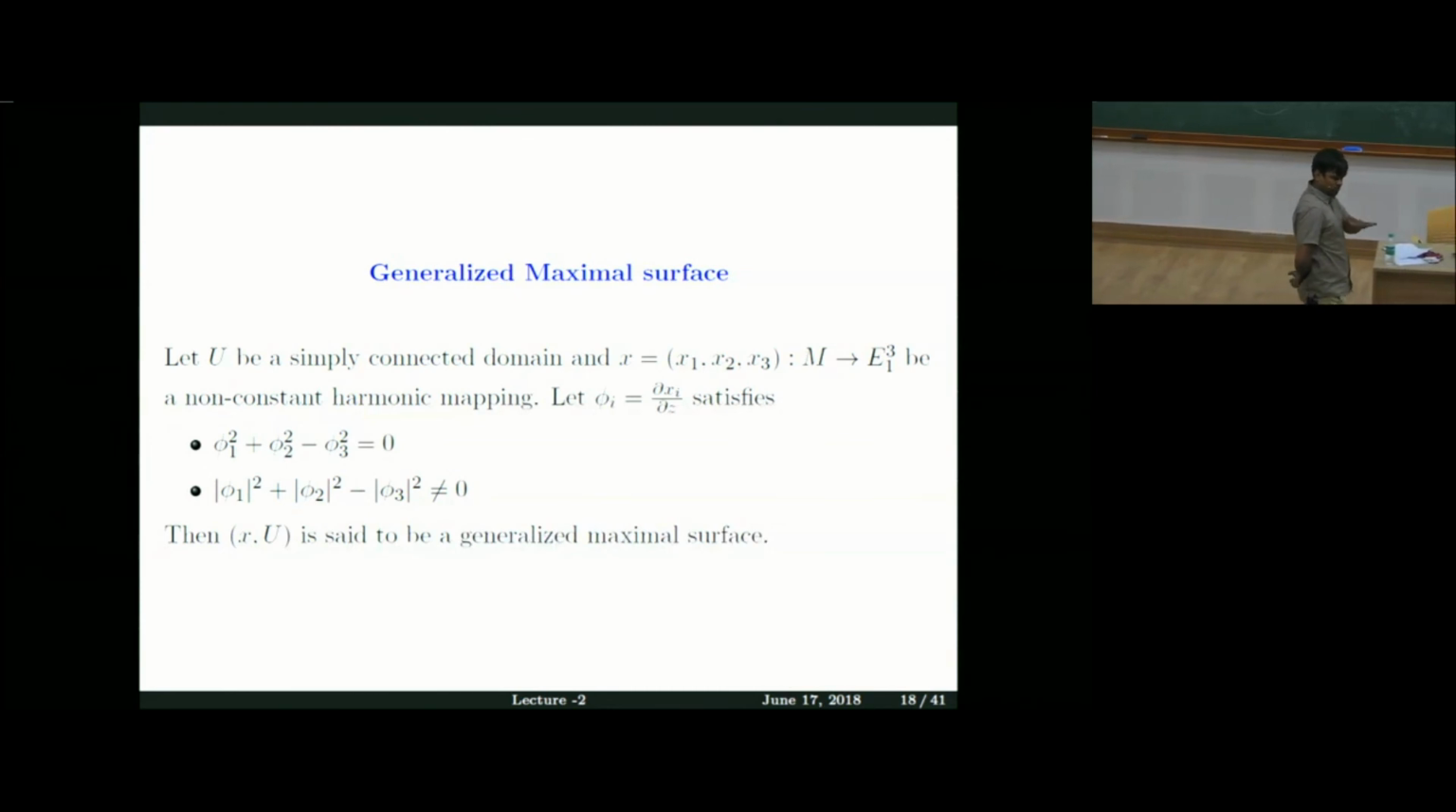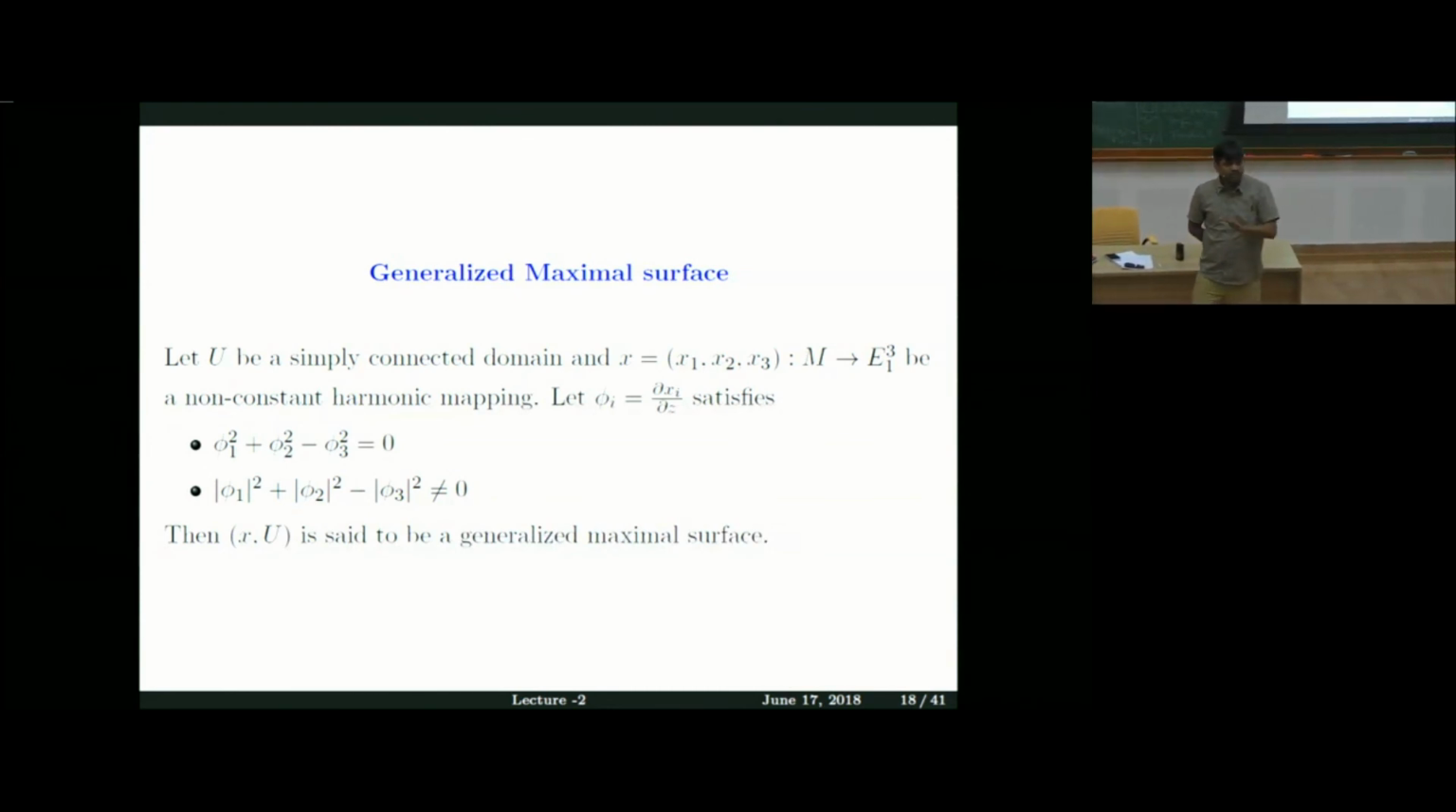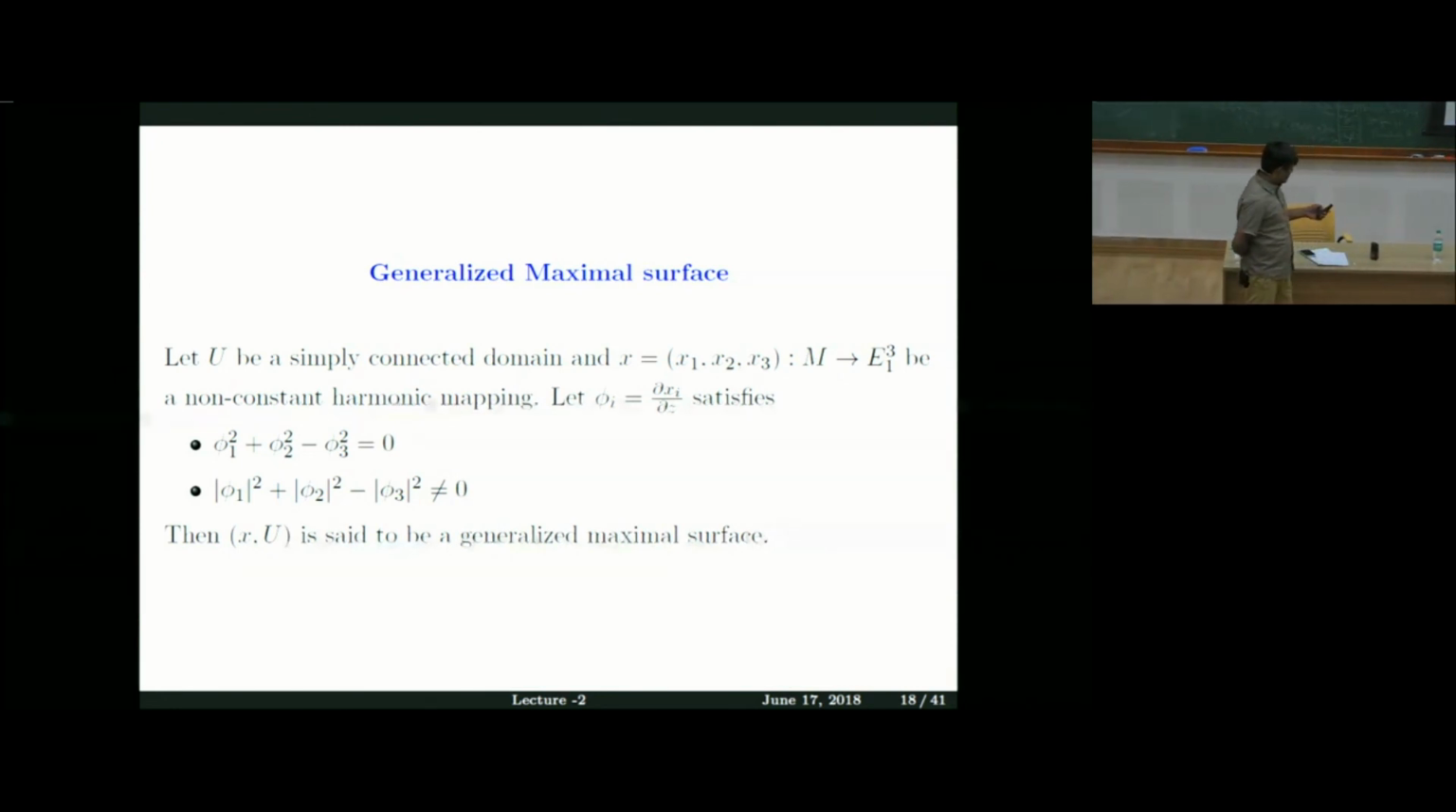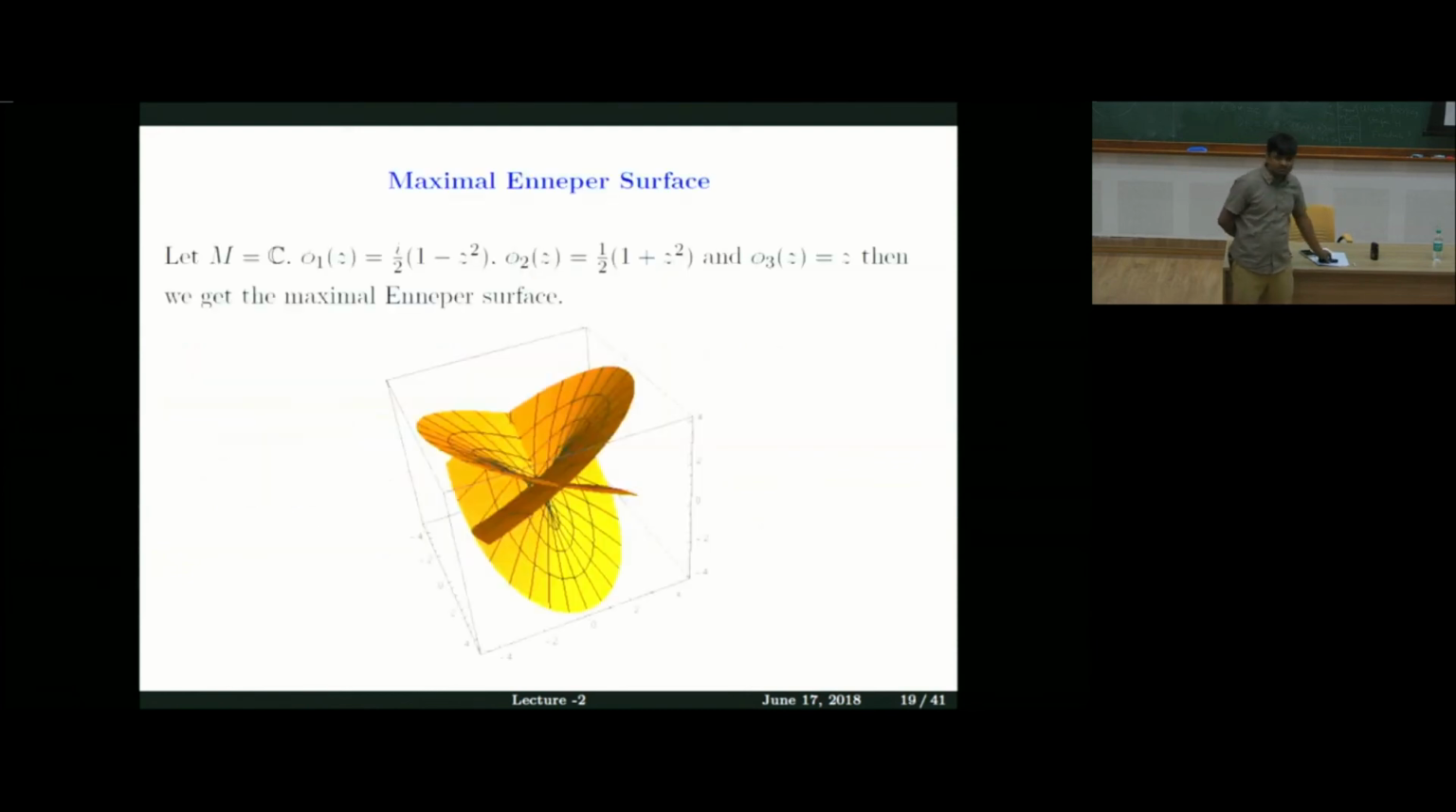But take care of all those things when you read the text, why these conditions are there. Is this clear? And the immersion X is said to be a generalized maximal surface.